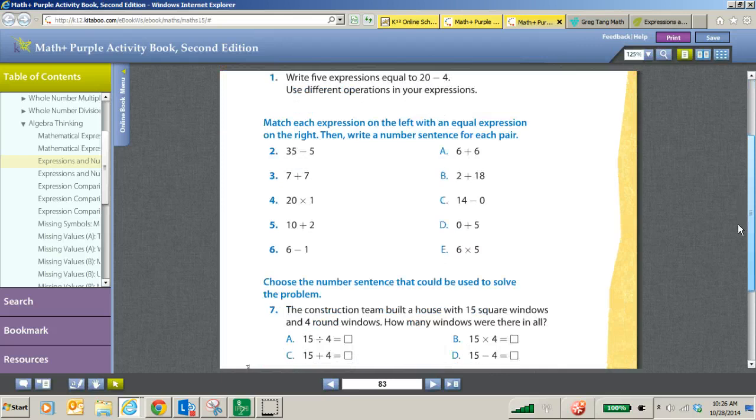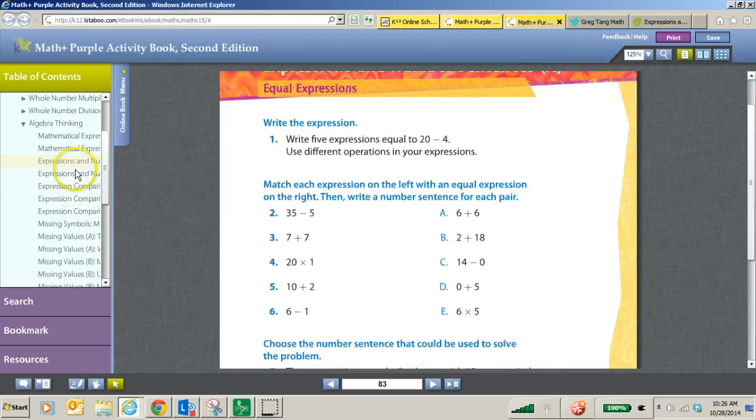As we go through, we have expressions you can see in lots of different units and lessons. It says match each expression with the one on the right. And I think this activity really focuses on that equal. What we want students, when they see that equal sign, to know is that it means the same as. So the amount is going to be the same as.